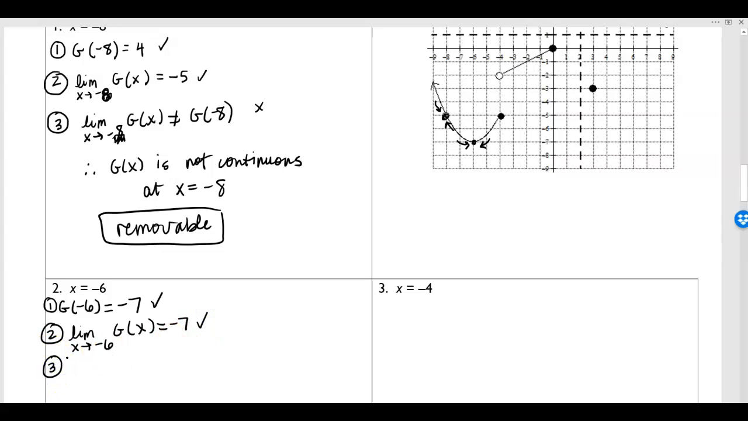The third thing I'm checking, did I get the same answer for number 1 and number 2? I did. So I can say, therefore, g of x is continuous at x equals -6. All right, I want you to pause the video now and see if you can try number 3 on your own.